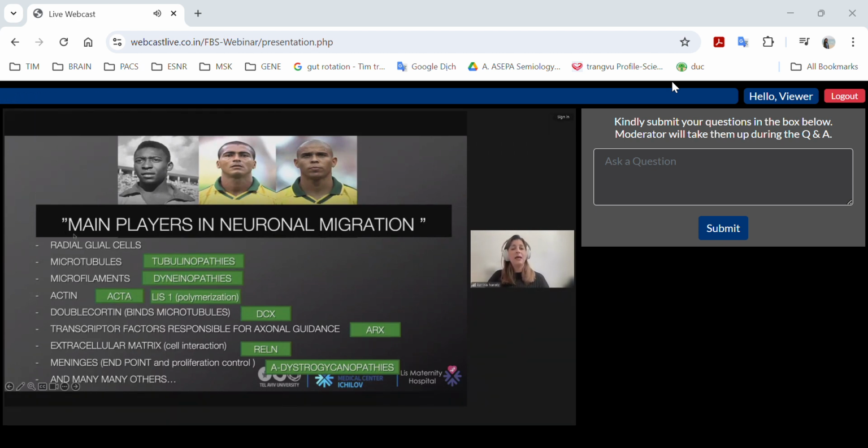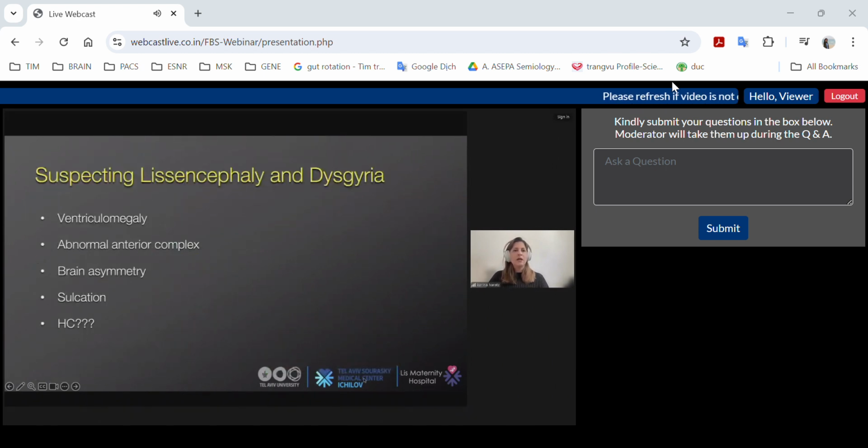And there are many other factors that are important, but these are the main ones. And whenever we have abnormalities in the microtubule, you have a tubulinopathy, you have a dyneinopathy in the microfilaments, and double cortin. So we have different names that are secondary to the underlying mechanism of this. So I know that especially for us gynecologists, these names are very frightening, but we need to understand that, otherwise we won't make it into the process of the differential diagnosis.